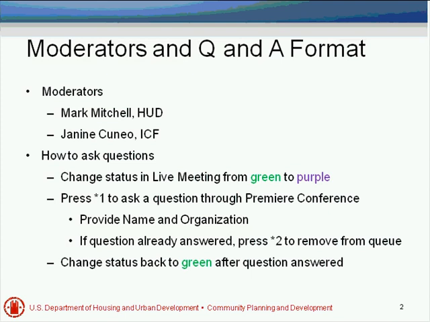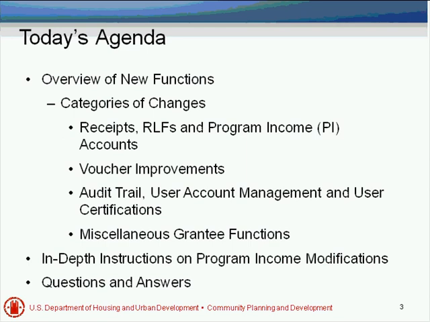At this time, I'll turn it over to Janine Cuneo with ICF. Thanks so much, Vinny. First, I just want to go through the agenda today with people, and then I'm going to pass it off to Mark Mitchell with HUD. We're going to be going over the new functionality in DRGR. We're on release 7.3. There's really four major categories of changes. There's the receipts, RLF, and program income accounts. There's the voucher improvements that have taken place. There's the audit trail, user account management, and user certifications. Then there's a kind of all-encompassing bucket of miscellaneous grantee functions.